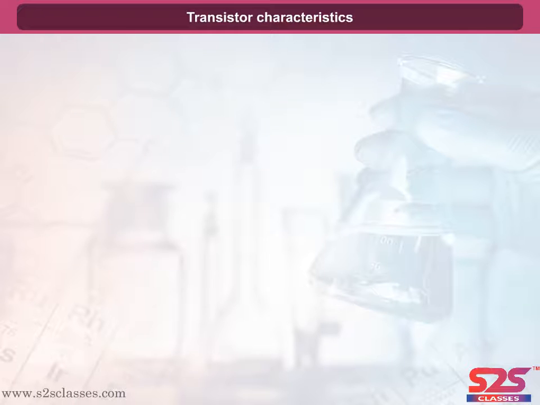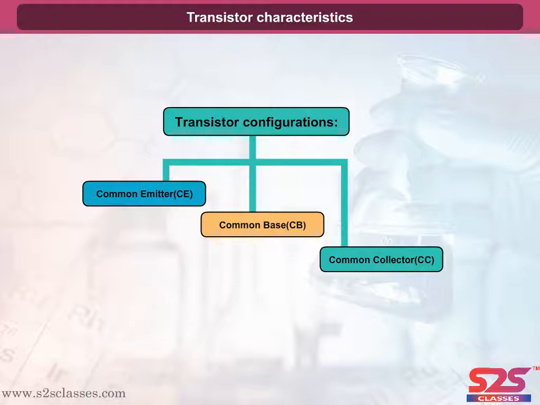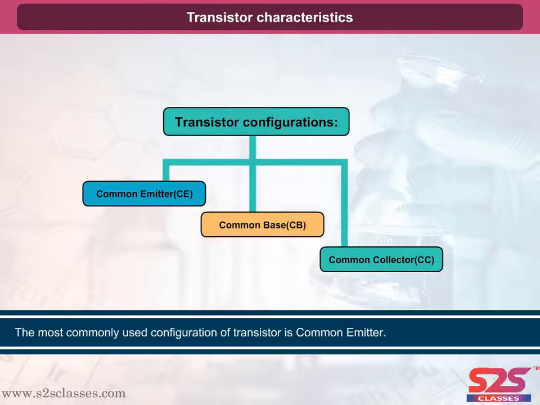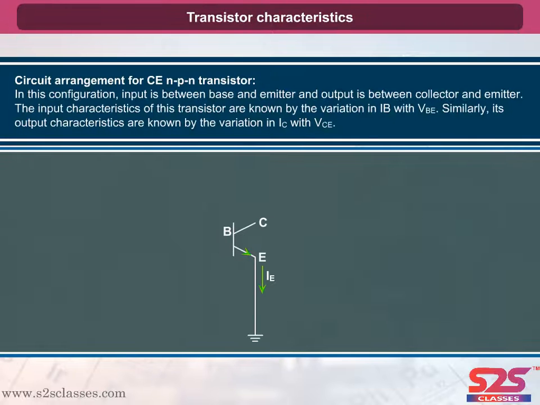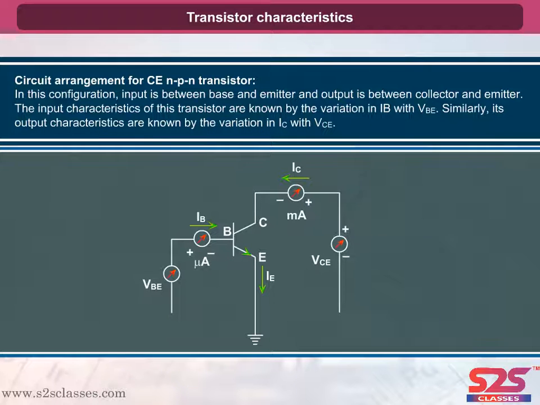Transistor characteristics. Transistor configurations: common emitter (CE), common base (CB), common collector (CC). The most commonly used configuration of transistor is common emitter. Circuit arrangement of CE-NPN transistor.